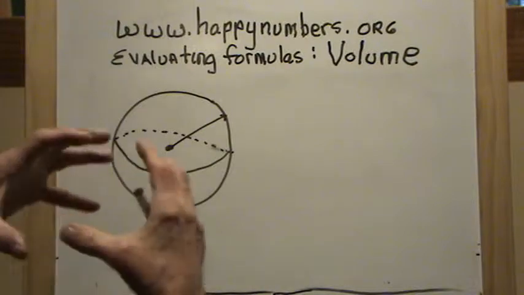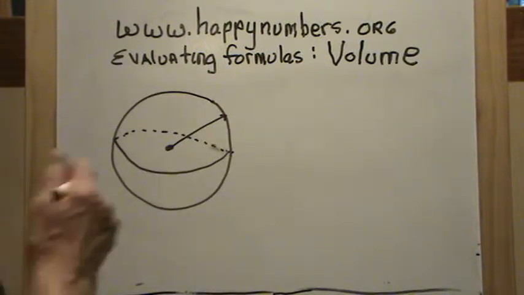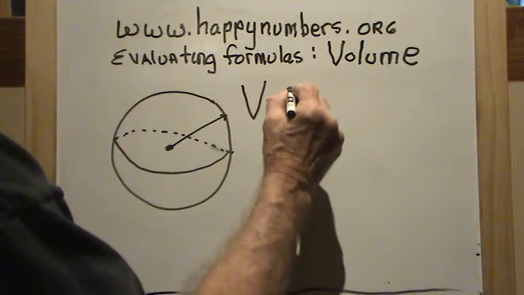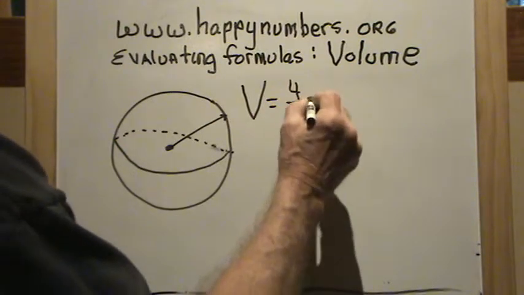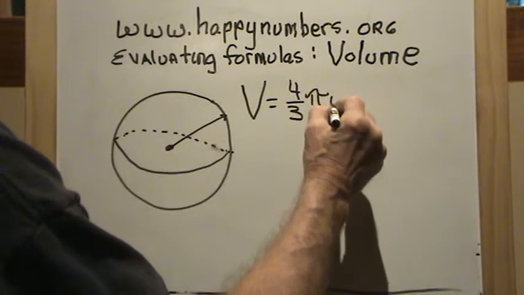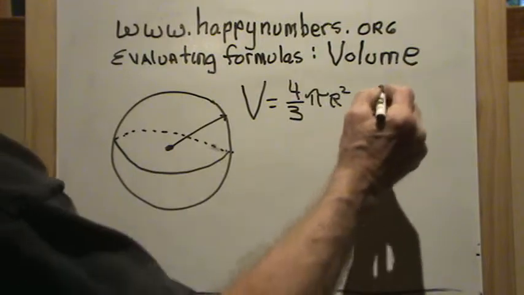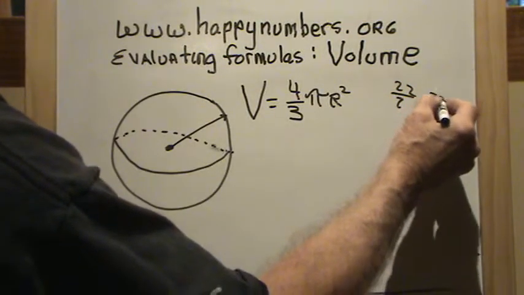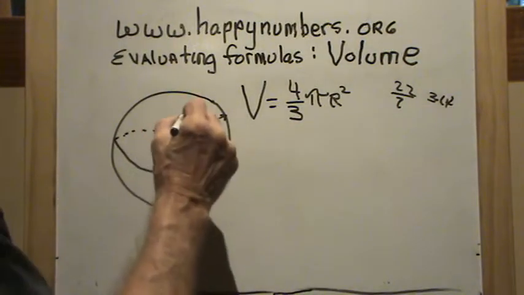We're talking about a ball now, like that. Well, let's make believe it is the Earth. We want to know, what is the volume of the Earth? Well, they will give you the formula for volume. The formula for volume is 4/3 times pi times the radius squared. And we know that pi is 22/7 or 3.14, and that'll be given to us. And let's say that our radius here is 3.